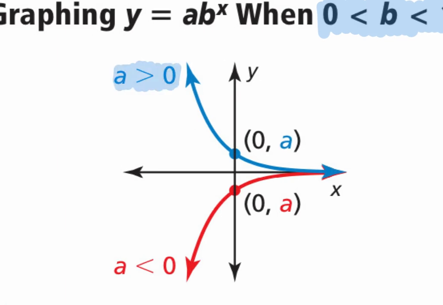Bigger than 0, that means A is positive. Our graph is above the x-axis, okay? So this is going to be above the x-axis. If your graph has a negative A, guess what happens? You are below the x-axis, okay?